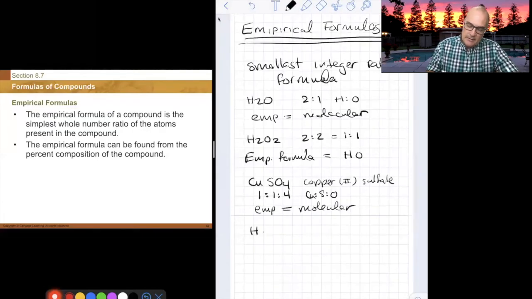But what if we have mercury 1 iodide? Remember, mercury 1 is funny, right? It's a dimer. It looks like each mercury is a +1, but it actually doesn't exist that way. It exists as 2 together with a +2. The empirical formula for mercury 1 iodide is HgI, right? So here the molecular is not equal to the empirical formula, right?